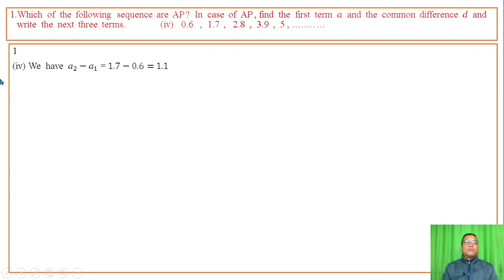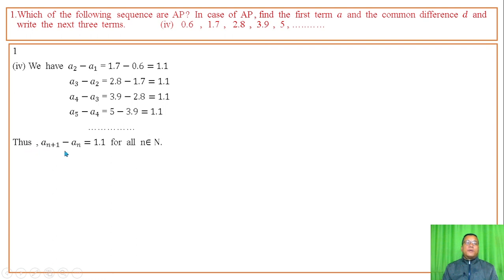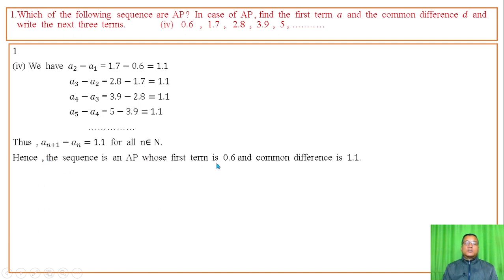For Roman number 4, we have a2 minus a1 is 1.7 minus 0.6, which is 1.1. a3 minus a2 is 2.8 minus 1.7, which is 1.1. a4 minus a3 is 3.9 minus 2.8, which is 1.1. a5 minus a4 is 5 minus 3.9, which is 1.1, and so on. Thus, a of n plus 1 minus a of n is 1.1 for all n belonging to N. Hence, the sequence is an AP whose first term is 0.6 and common difference is 1.1.